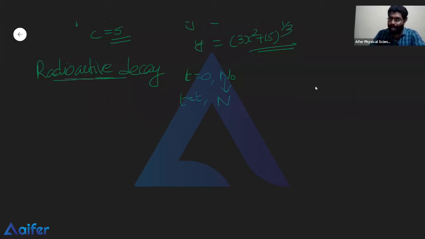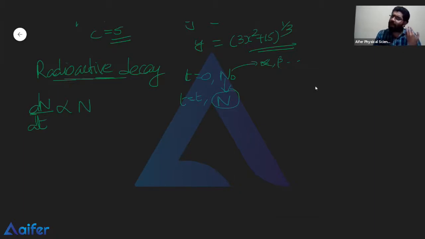Initially, there are n0 active nuclei. As time progresses, these nuclei go on disintegrating. They will emit particles like alpha, beta, and so on, which means the number of active nuclei decreases. Some nuclei go to the stable state, and n is remaining at some arbitrary time t. So the radioactive rate law says that the rate of disintegration at an instant time t is proportional to the number of active elements present at that time.